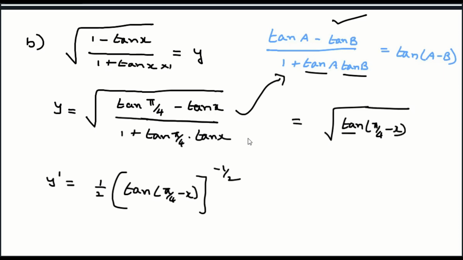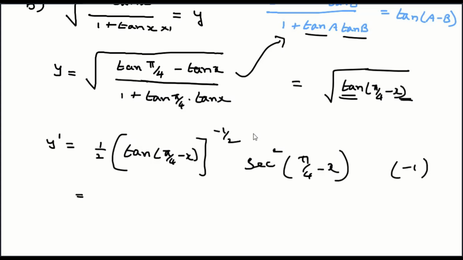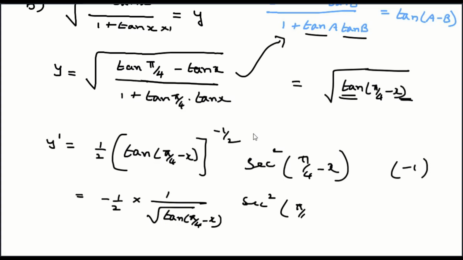What is tan? Differential of tan is secant square. Secant square pi by 4 minus x. Then differential of x is negative 1. Correct? So this can be rewritten as minus 1 by 2 into this negative power I can write in the denominator root over tan pi by 4 minus x into secant square pi by 4 minus x. So I have arrived at the answer.